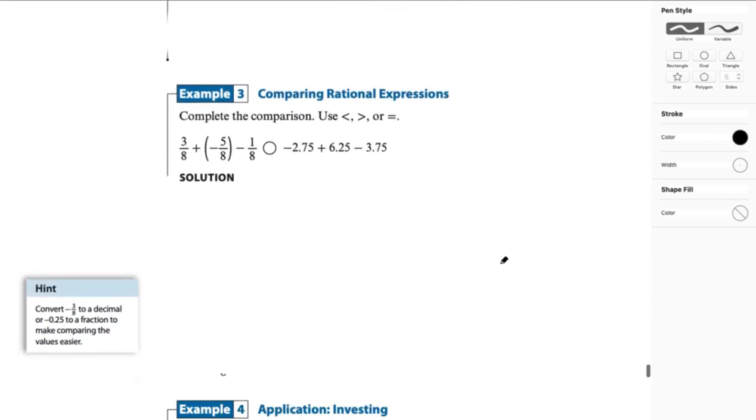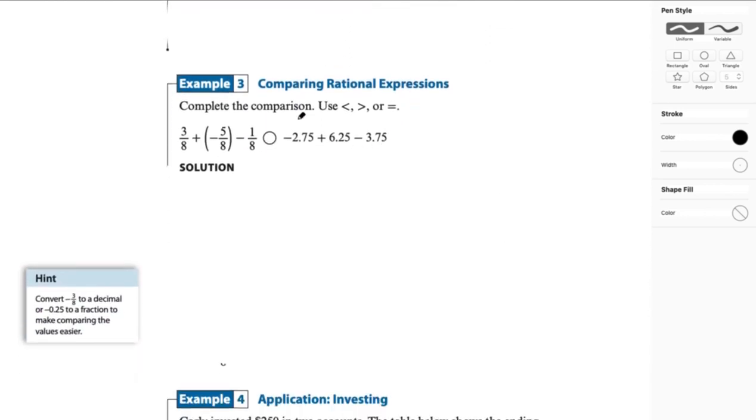Here in example 3, we're going to be comparing rational expressions again. So we're now comparing these two values to see which one is greater. And so you know the deal, we're going to do what we've done before. Let's go ahead and join these guys together. 3 plus a negative 5 is going to be a negative 2. And then if I subtract 1 from that, it's like adding a negative 1, I'm going to get negative 3. So on the left side, I have negative 3/8.